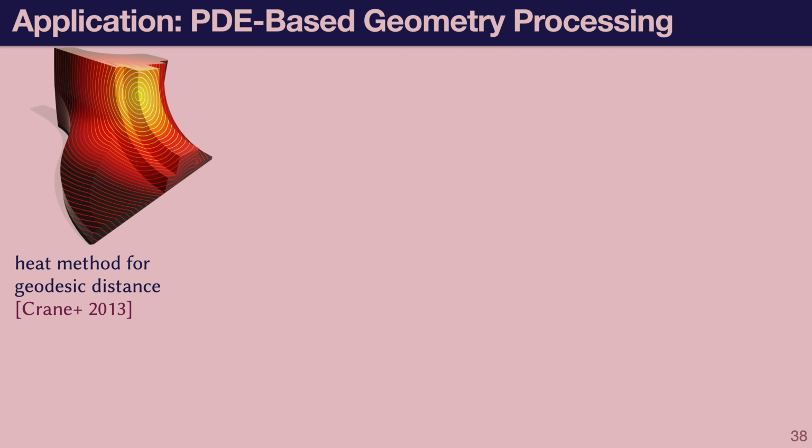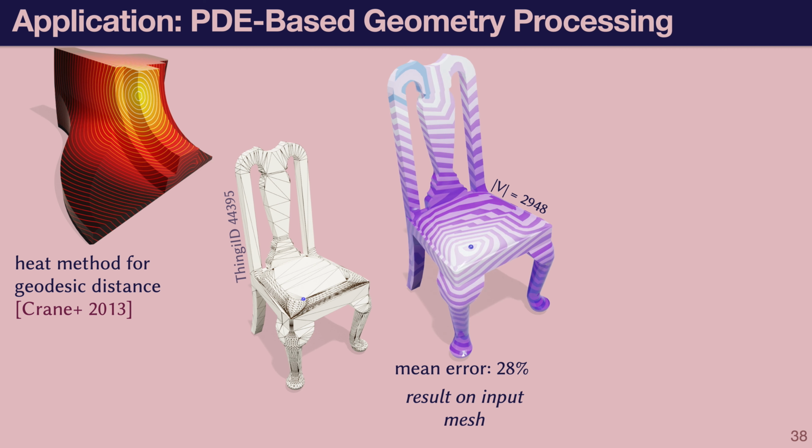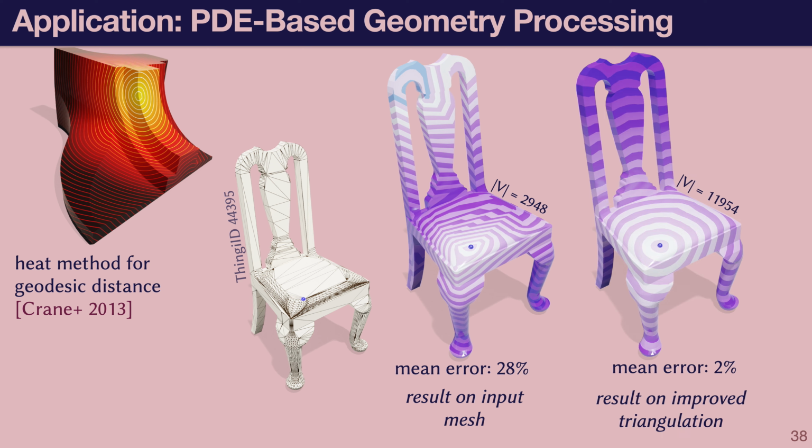One key application of this retriangulation scheme is PDE-based geometry processing, such as the heat method for geodesic distance. This can yield very accurate results on high-quality meshes, but running the heat method on bad meshes often results in large errors. For example, the result on this chair looks nothing like a distance function. It's not even monotonic as you move away from the center point, and has a mean error of almost 30%. On the other hand, if we perform intrinsic Delaunay refinement before running the algorithm, we can drive the error all the way down to 2%.